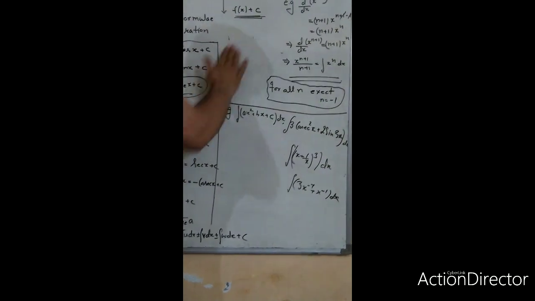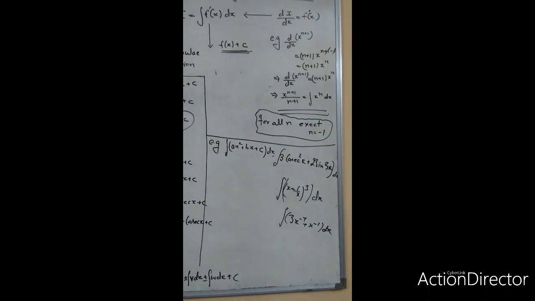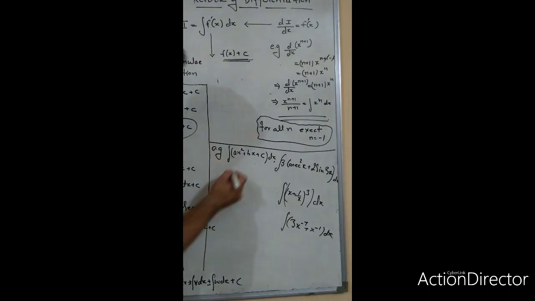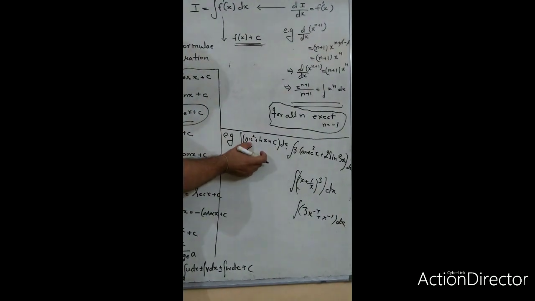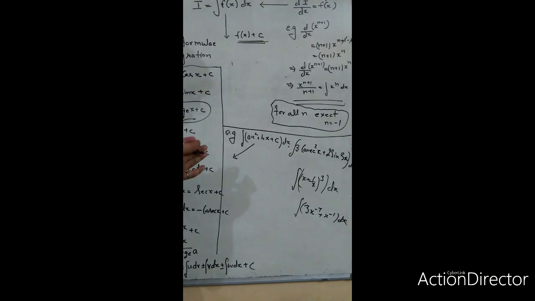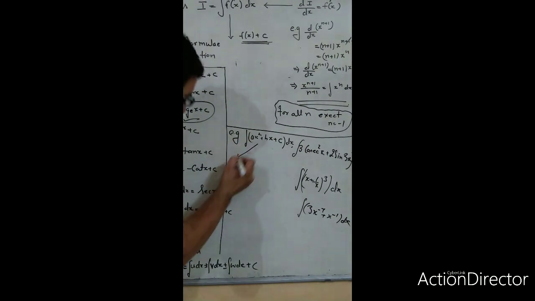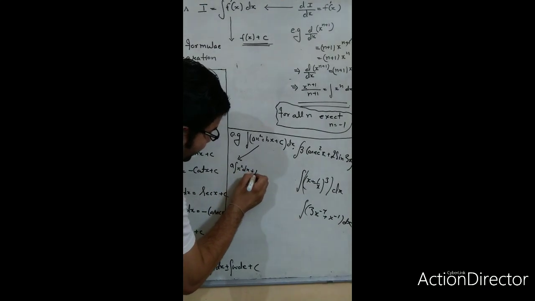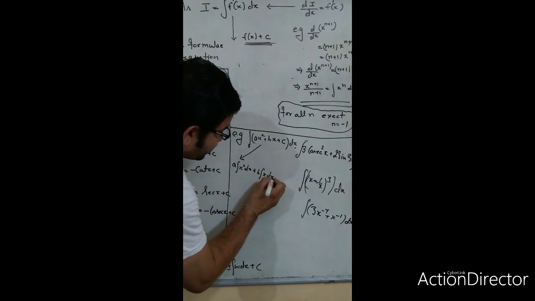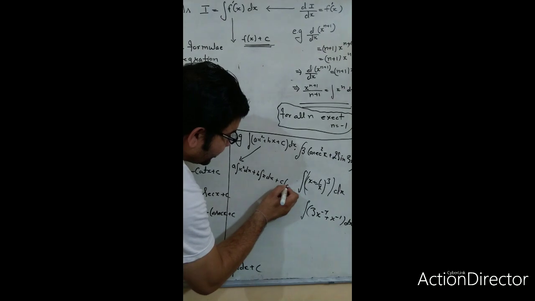Now there are some problems that we will solve one by one, to see how integration is performed here. First we get the answer of this integration. Actually there are three terms: 1, 2, 3. First we separate it one by one: a taking outside integration of x square dx, plus b taking outside x dx, plus c is a constant, taking dx. Now find the integration.